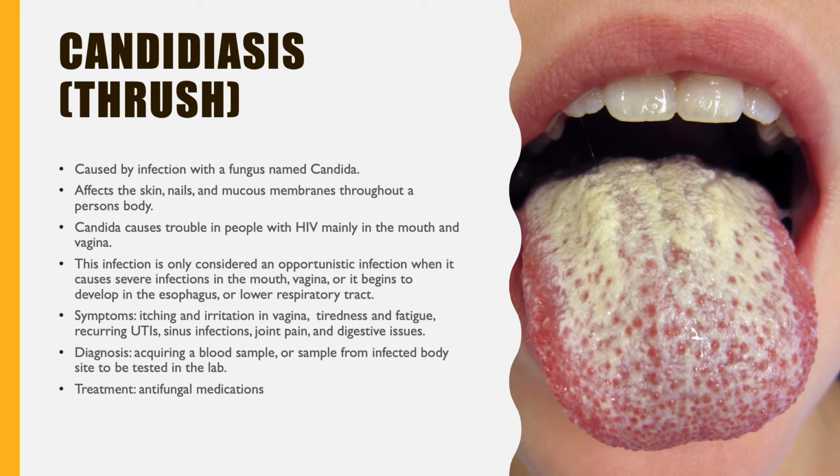Symptoms of this can include itching and irritation in the vagina, tiredness and fatigue, recurring urinary tract infections, sinus infections, joint pain, and digestive issues. A diagnosis for this can be through acquiring a blood sample or sample from the infected body site to be tested in the lab. The treatment for this mostly includes antifungal medications. On the right here, we see what this would look like on a person's tongue.